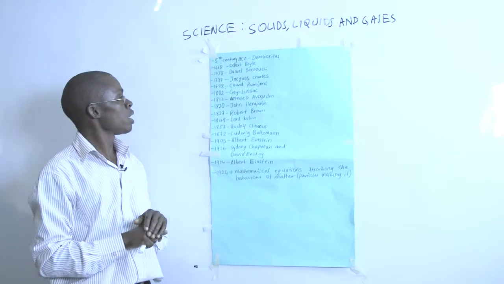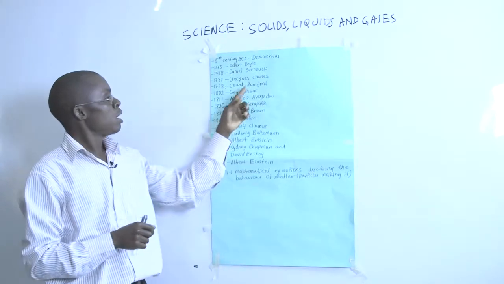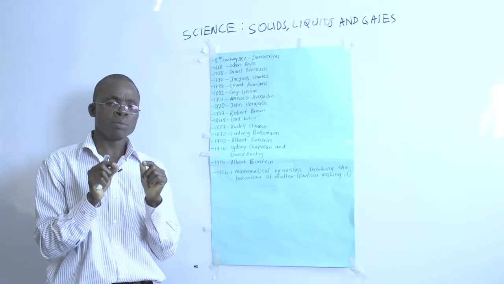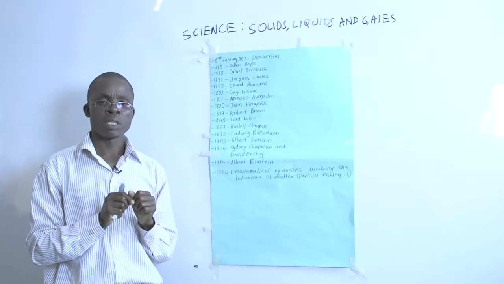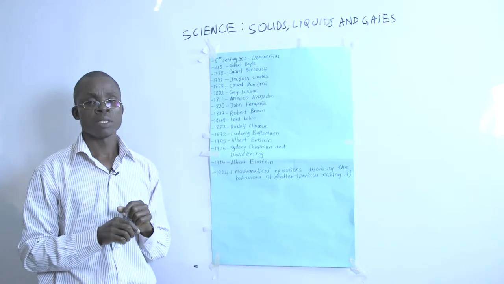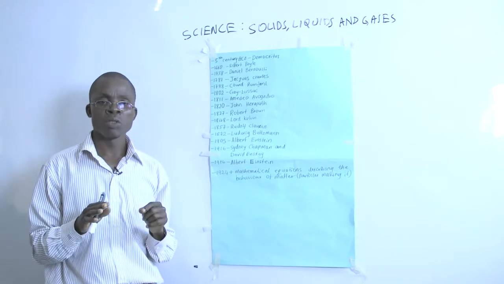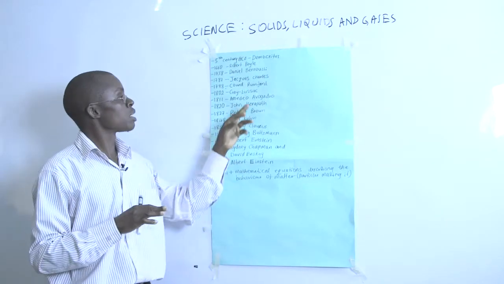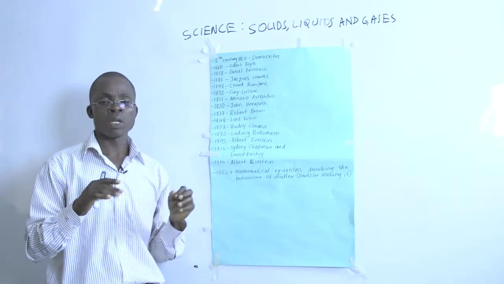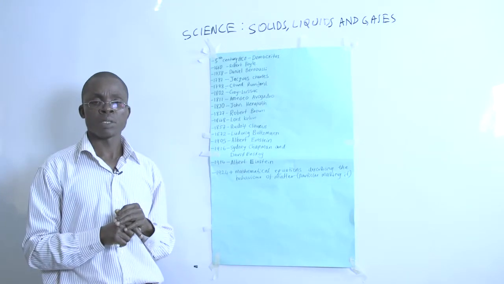The fourth scientist here is Jacques Charles. Charles and Boyle had some small connection. They all talked about volume of a gas. Boyle talked about volume of a gas in relation to pressure. But Charles related volume of a gas to temperature, which we still apply up to today.